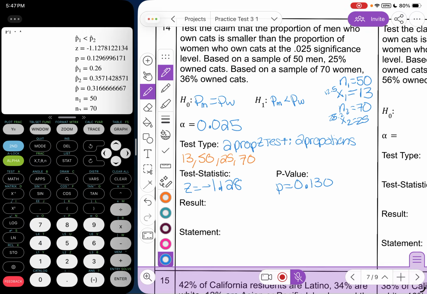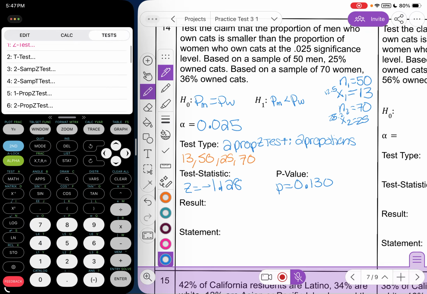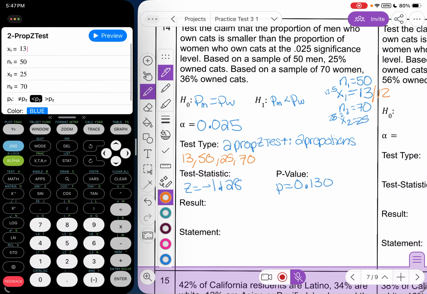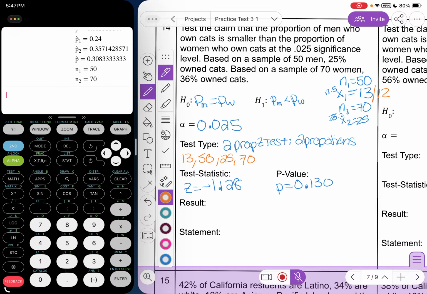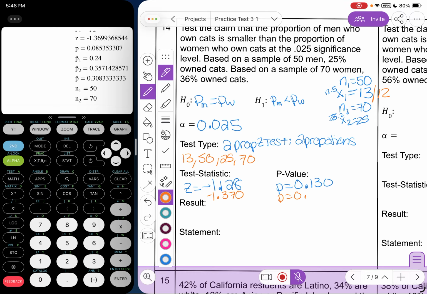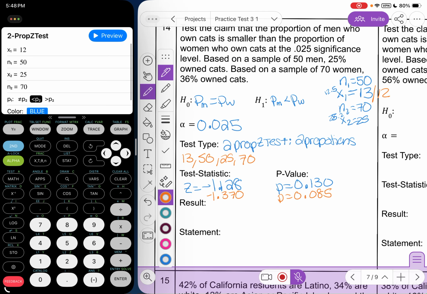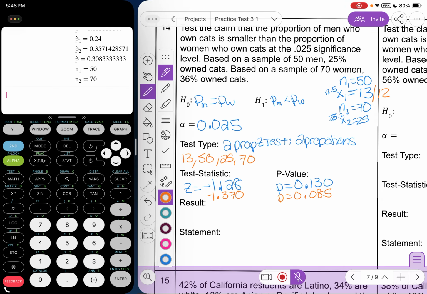Now let's say you had, instead of 13, you had said 12 here, like you rounded down where it was the 5. Let's see what kind of difference that makes. Negative 1.370. P equals 0.085. So that one difference, that's all I changed, right? 12 over 50, 25 over 70, yeah. That one difference made that change. So that's why doing this is important.